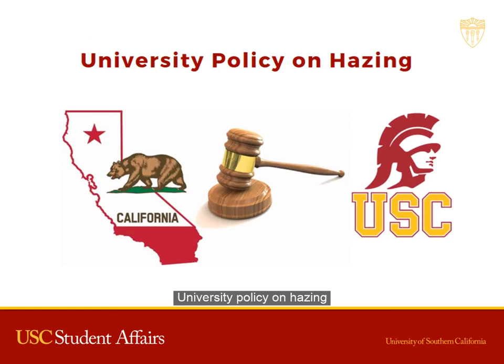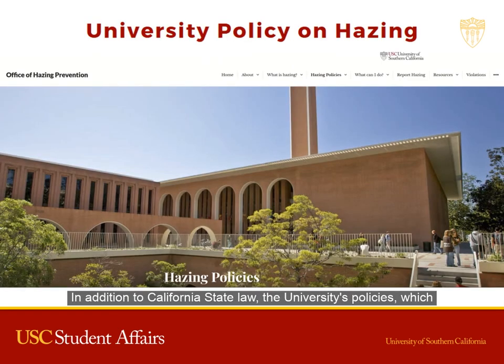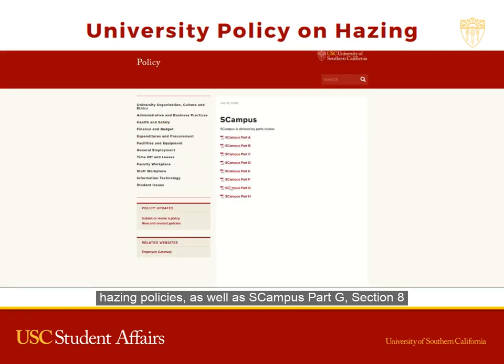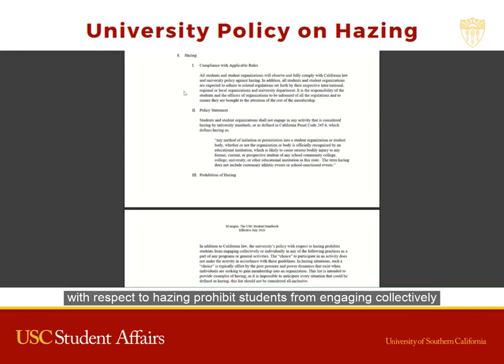University policy on hazing. In addition to California state law, the university's policies, which can be found on the Office of Hazing Prevention website under Hazing Policies, as well as SCampus Part G, Section 8, with respect to hazing, prohibit students from engaging collectively or individually in any of the following practices that will be shared shortly as part of any program or general activities. The choice to participate in activities does not make the activity in accordance with these guidelines. In hazing situations, such a choice is typically offset by peer pressure and power dynamics that exist when individuals are seeking to gain membership into an organization.